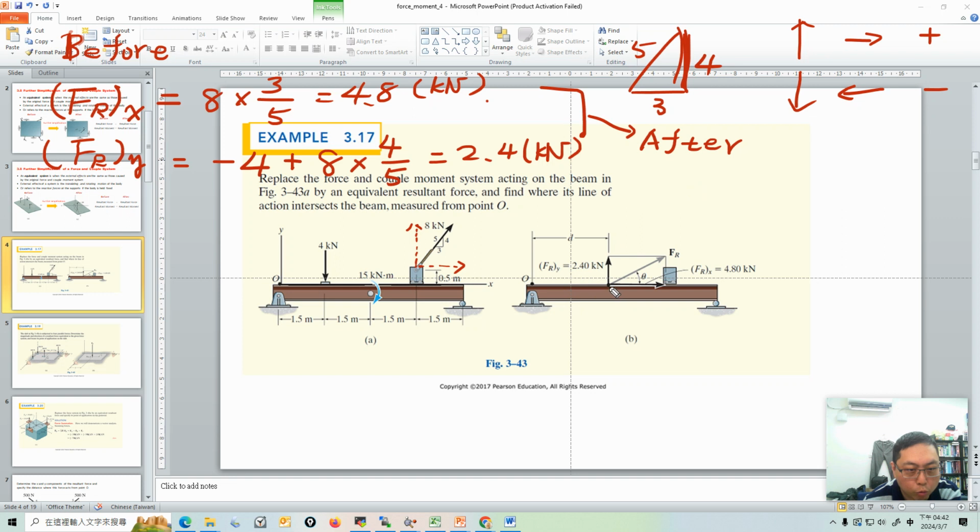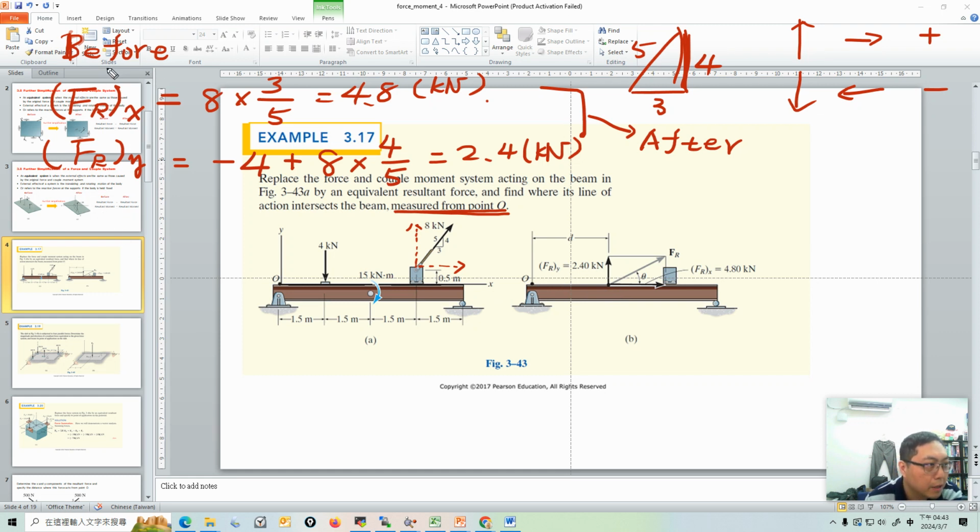The next problem is where the resulting force is acting. We measure acting from point O, so there must be a reference point. Be careful, there must be a reference point. When we want to determine the position of the resulting force, we need to use the moment.